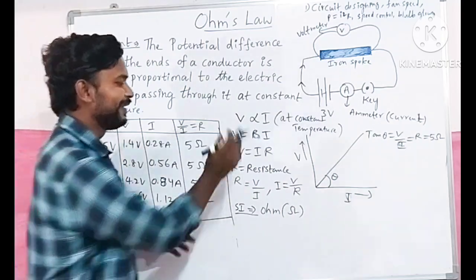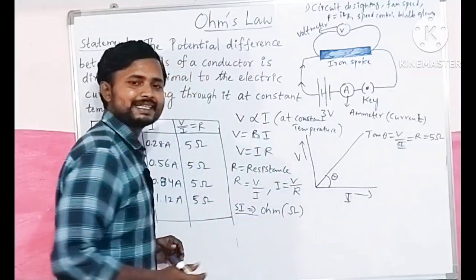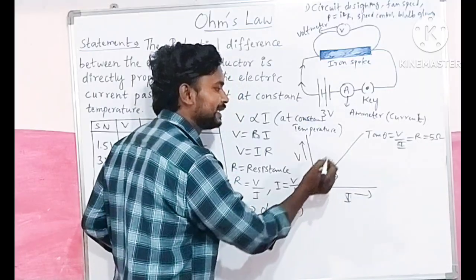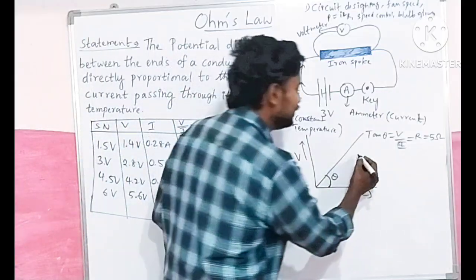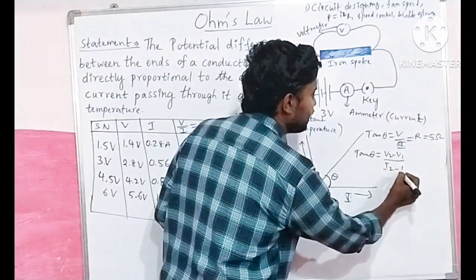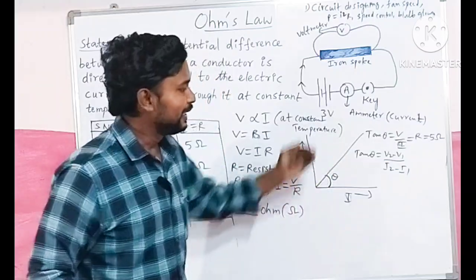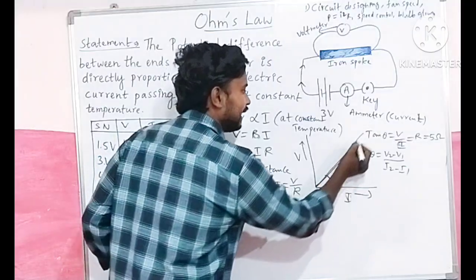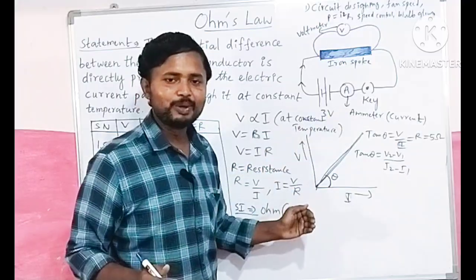When you draw the graph between V and I, V is on the y-axis and I is on the x-axis. This is the slope. Tan theta equals the slope, V2 minus V1 by I2 minus I1. So tan theta equals V by I, which is equal to R. The graph is a straight line passing through the origin. So that is Ohm's law.